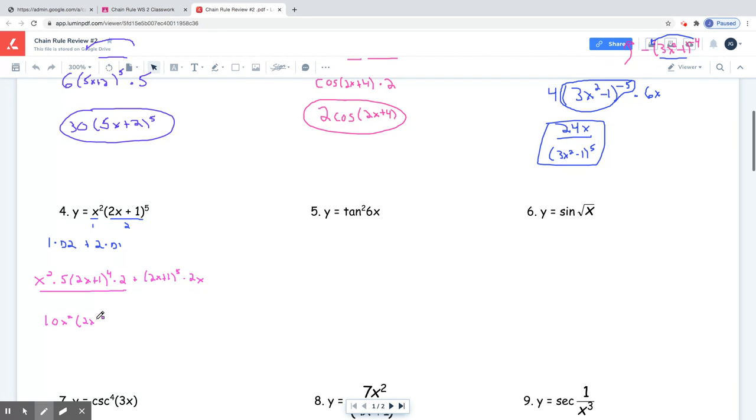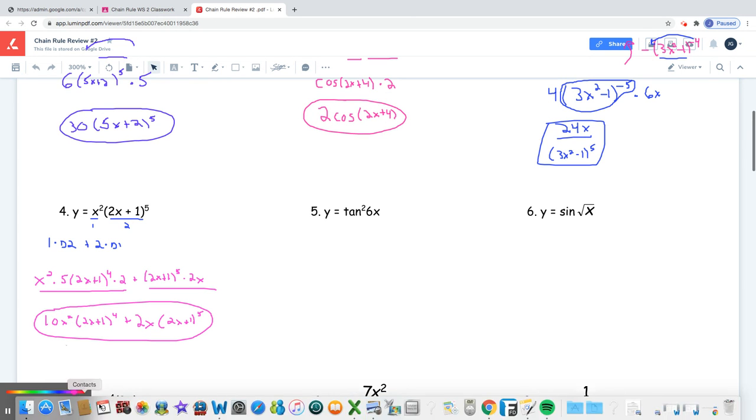Times (2x + 1) to the fourth, plus, just move the 2x out front there, 2x, because it's another term, 2x times (2x + 1) to the fifth. And this is my answer.